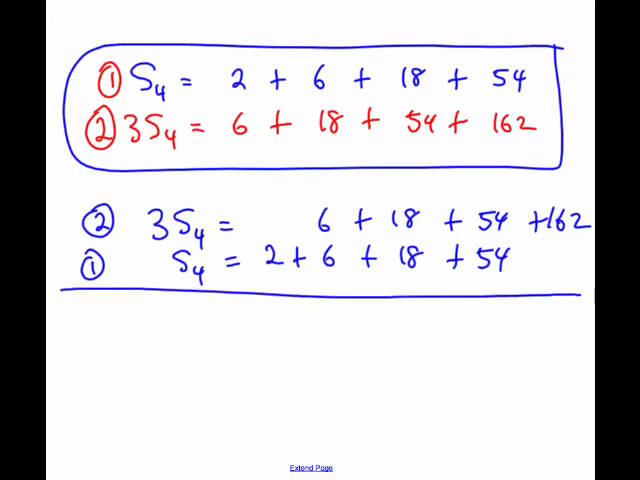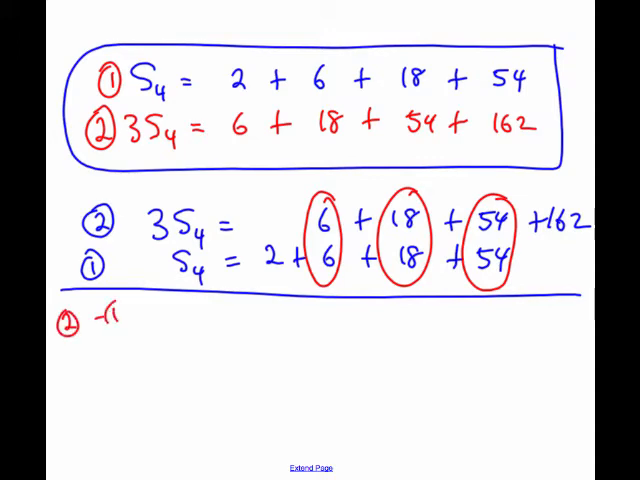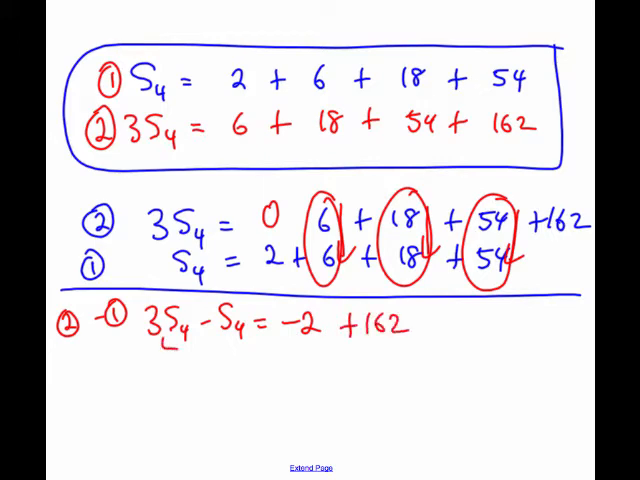Now you're probably sitting here thinking, how come he wrote one sequence a little bit over from the other? And if you look at it, you'll probably realize it's because the terms in each sequence in the middle here are the same. So if I now subtract the equations, 3s4 minus 1s4 equals 0 minus 2, negative 2. 6 minus 6 is 0. These all become 0. And then 162 minus 0 is 162. I can then factor s4 out of this side.